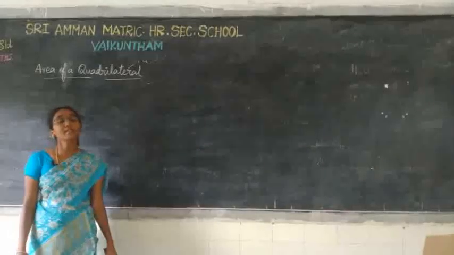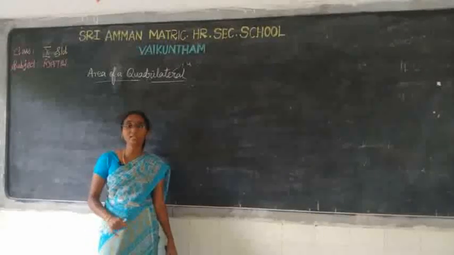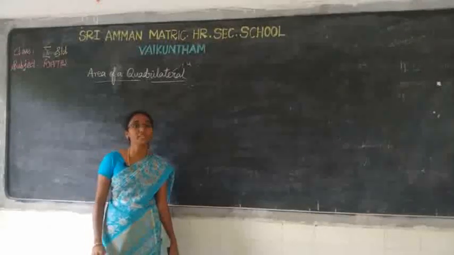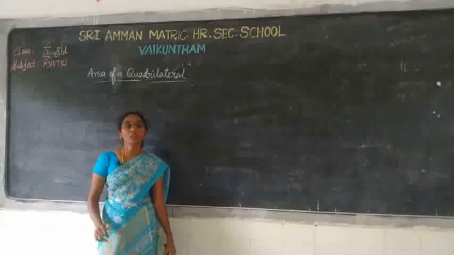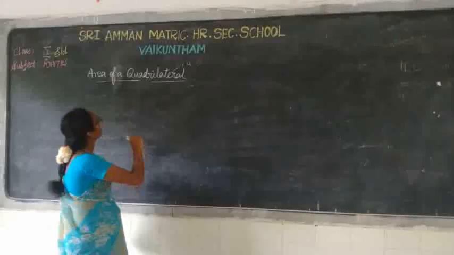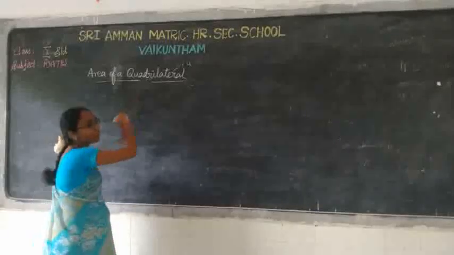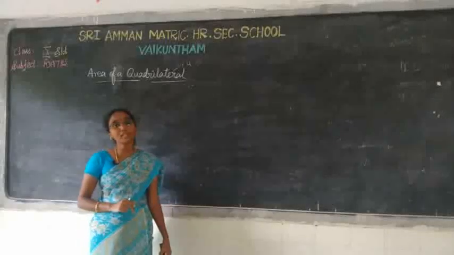In the last video, you learned about the area of the triangle and the condition for collinearity. Now, in this video, you will learn about the area of a quadrilateral. What is meant by a quadrilateral?